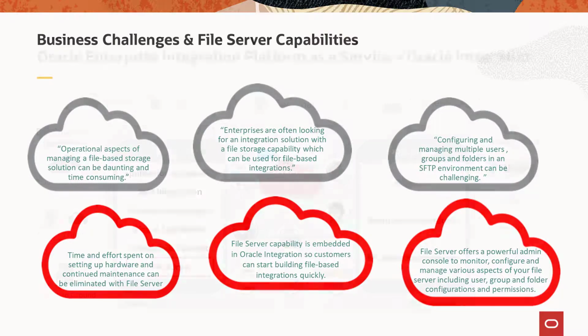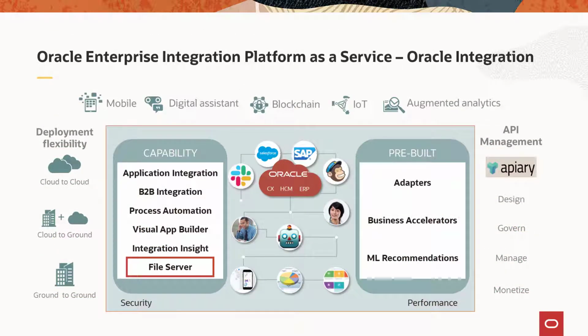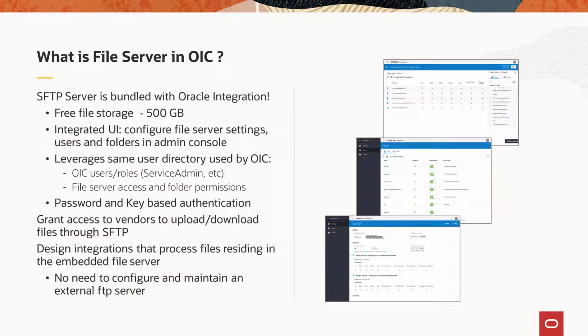This gives a quick overview of Oracle Integration, which is a strategic iPaaS solution from Oracle. It provides an end-to-end solution to connect, extend, and automate your business processes. It comes with multiple core capabilities like app integration, B2B process automation, a low-code app development tool called Visual Builder, integration insight, and all that. And today we'll be covering a functionality called file server, which is very much one of the core capabilities. So let's look at what file server really comprises of.